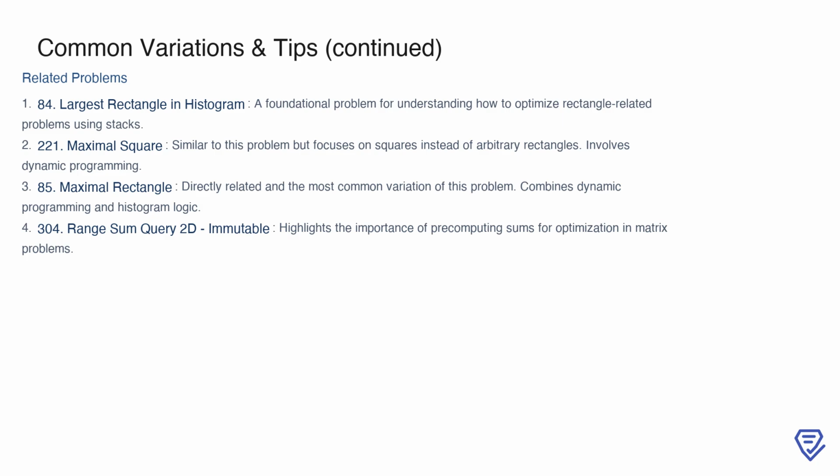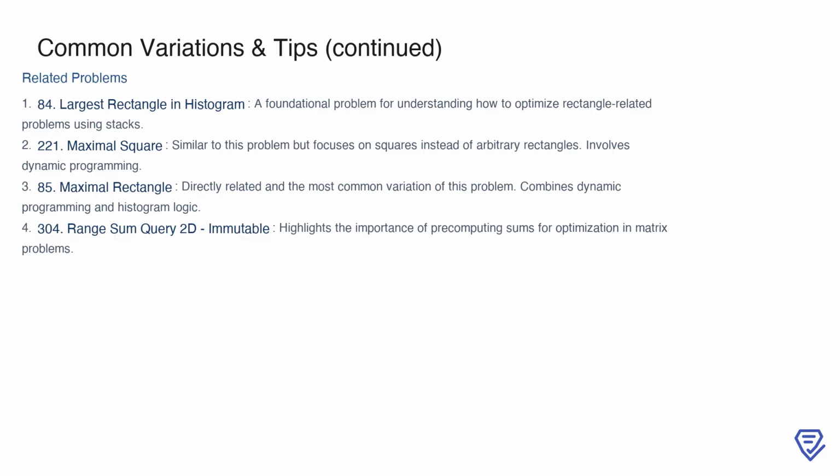There are several related problems that can help reinforce your understanding of maximal rectangle concepts. Problem 84, Largest Rectangle in Histogram, is foundational for understanding how to optimize rectangle-related problems using stacks. Problem 221, Maximal Square, is closely related but focuses specifically on squares instead of arbitrary rectangles, using dynamic programming to solve.